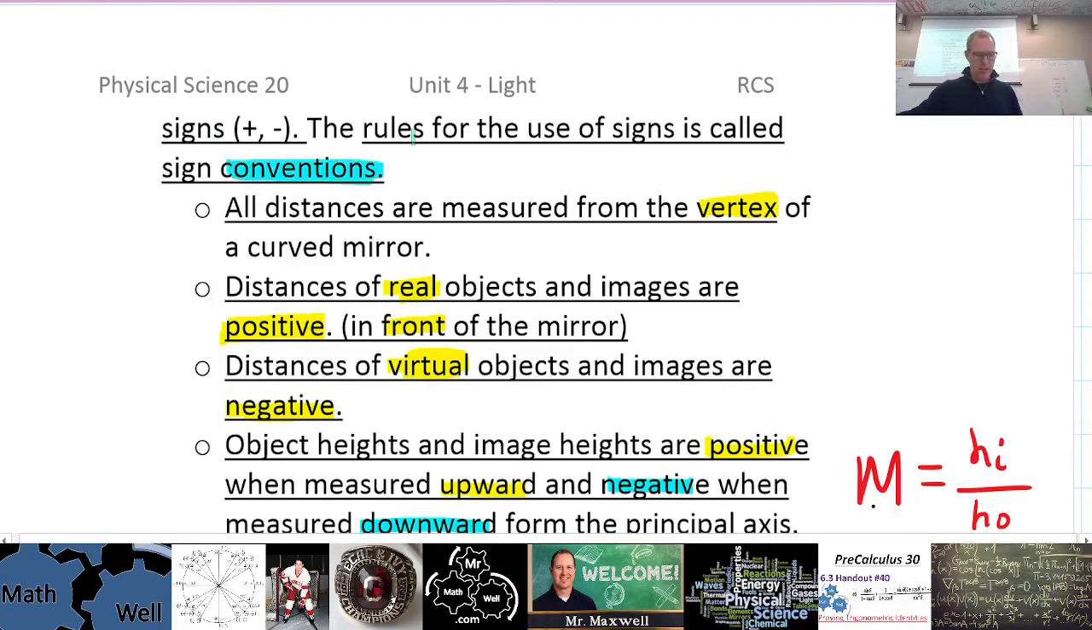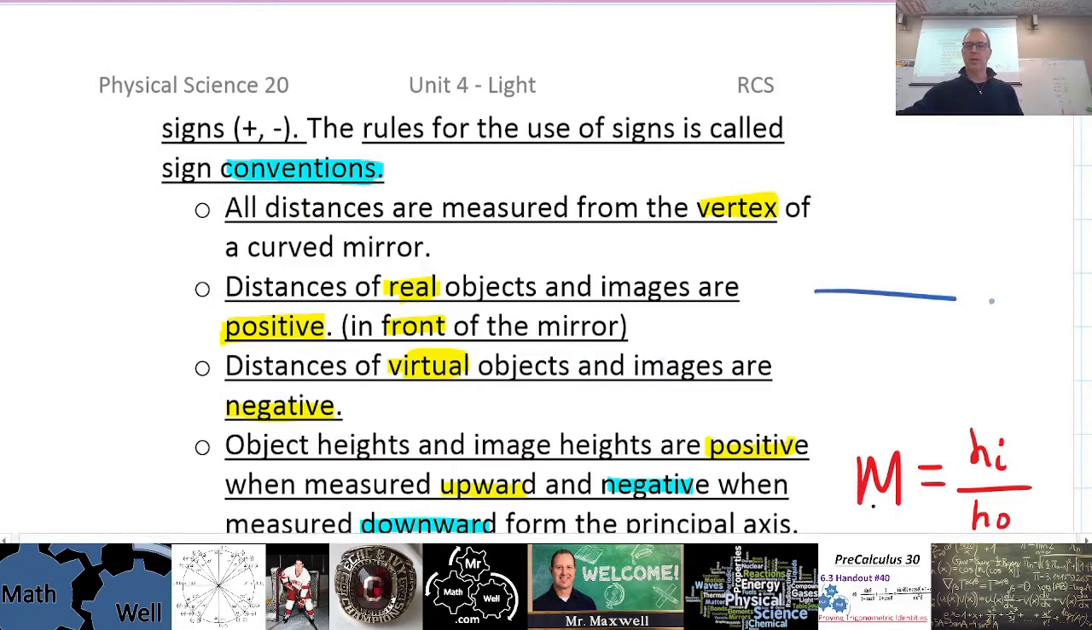So, all distances are measured from the vertex of a curved mirror. As I mentioned, we won't take it from the top of the mirror where the mirror curves in. We'll try and measure from the vertex of the mirror. Distances of real objects and images are positive. So that's really important. The real objects, that is anything in front of the mirror, that could be real objects or real images, are always positive. Okay, so a positive distance in the real territory. That should make sense. Distances of virtual objects and images are negative. So anything behind the mirror is negative.